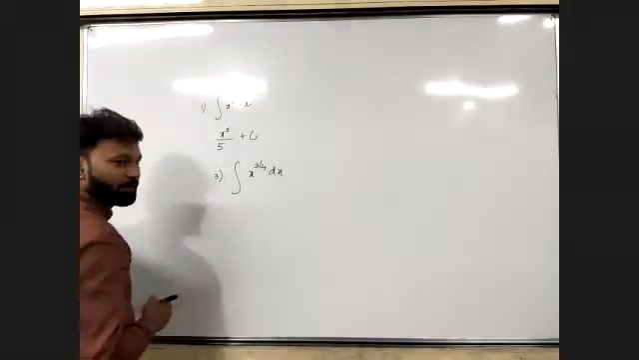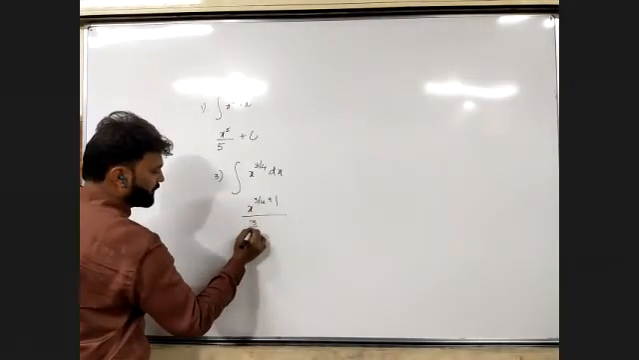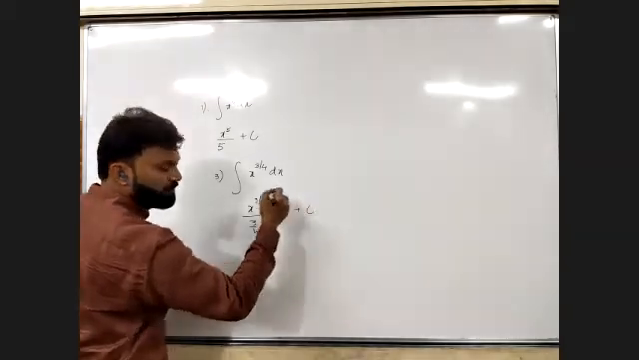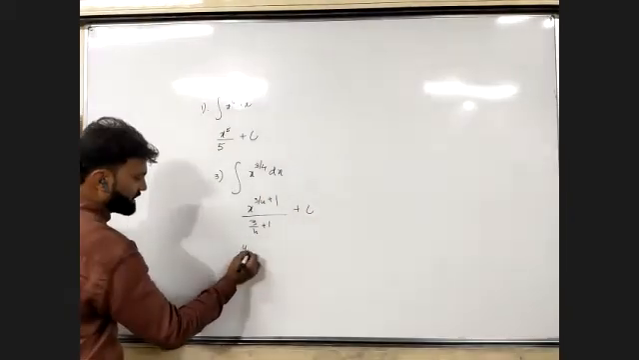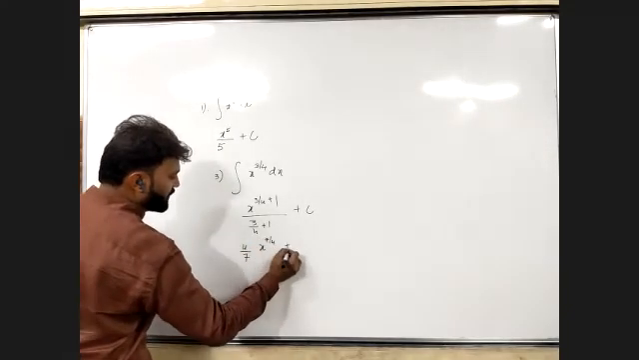Please stop writing and look at the board. Third question, integral of x raised to the power 3 by 4. So this will be x to the power 3 upon 4 plus 1 upon 3 upon 4 plus 1 plus c. So final answer will be 4 upon 7 x to the power 7 upon 4 plus c.